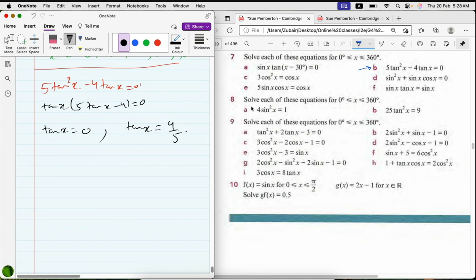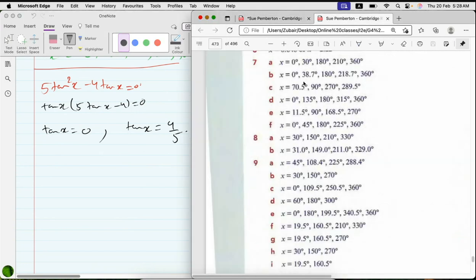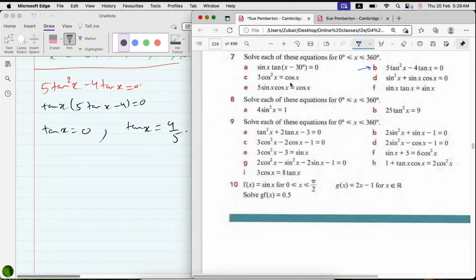And that would be 38.66 rounded. Take angles up to one decimal place. So 38.7. Oh, okay, 38.7.